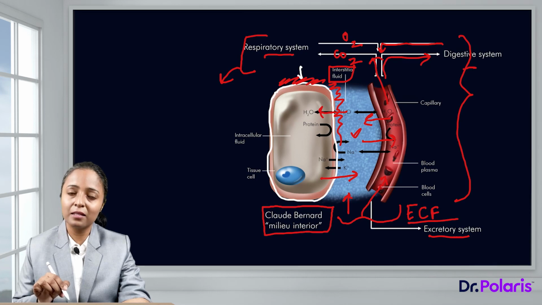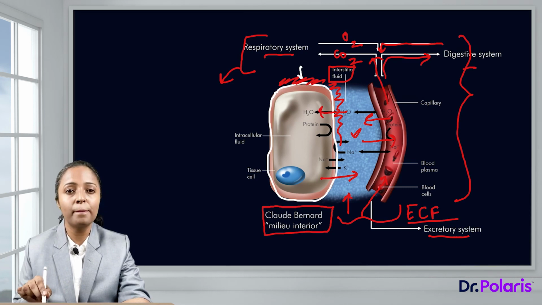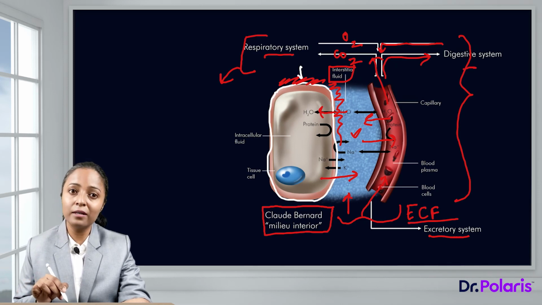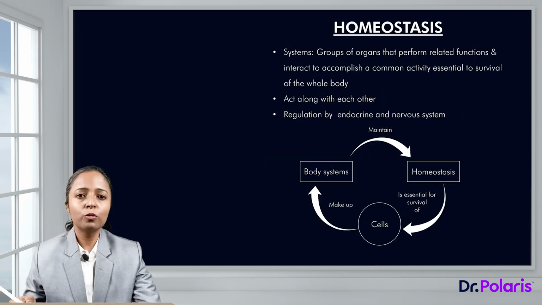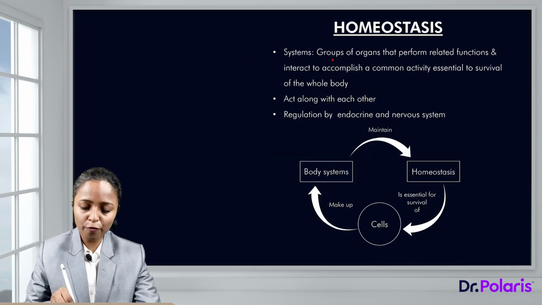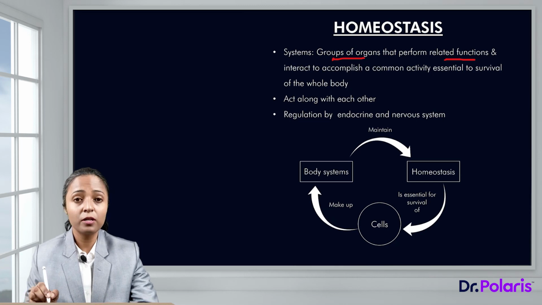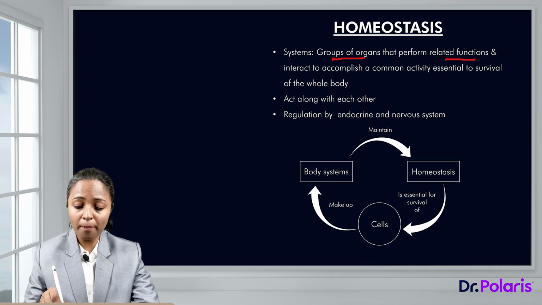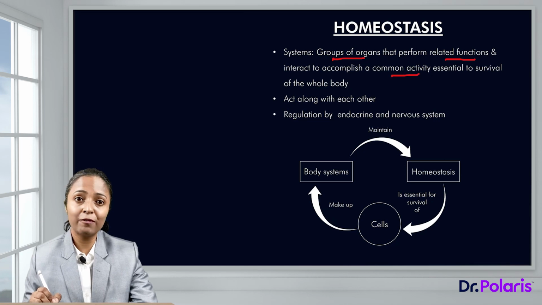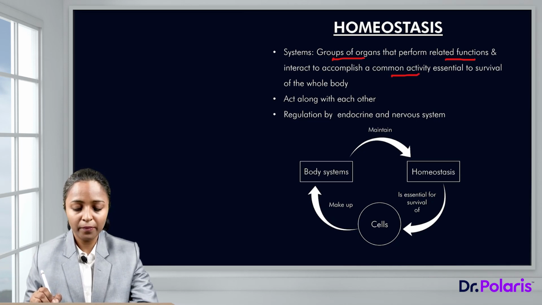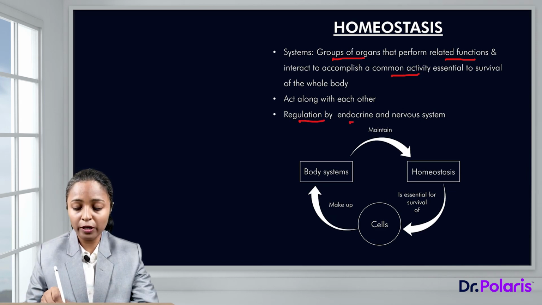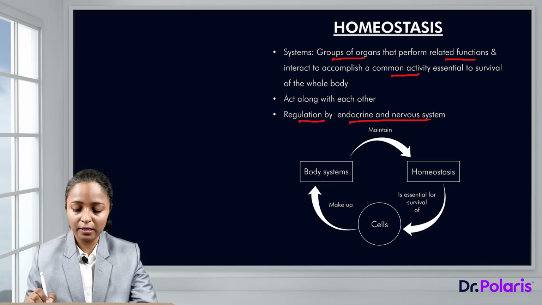And each cell, the different cells combine together to form the many systems, right? So it's like many are working for one and one is working for many, right? So for homeostasis, groups of organs perform related functions to accomplish a common activity which is essential for the survival of each cell and hence for the whole body. And they are acting together, along with each other. Plus, this action of different organ systems is regulated by the endocrine and nervous systems in an integrated manner.